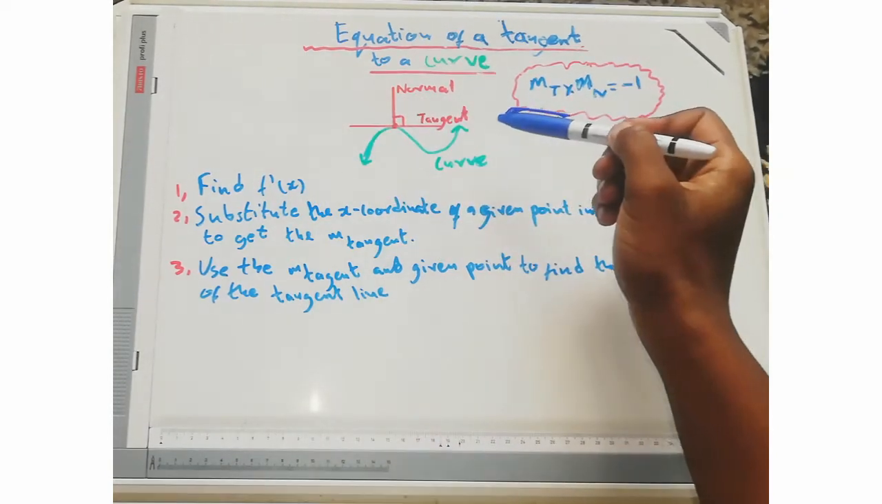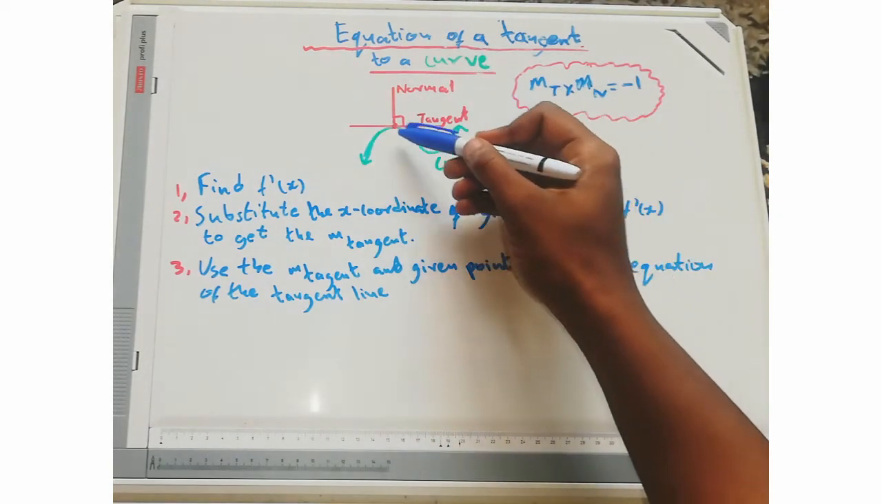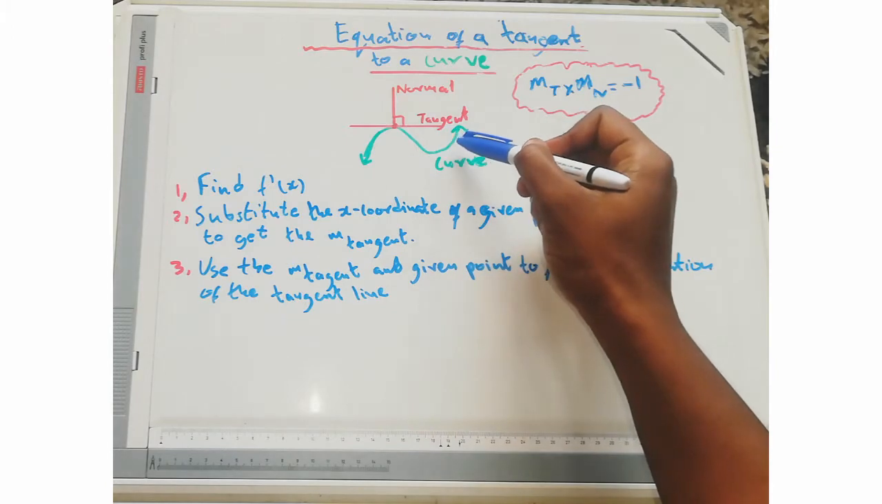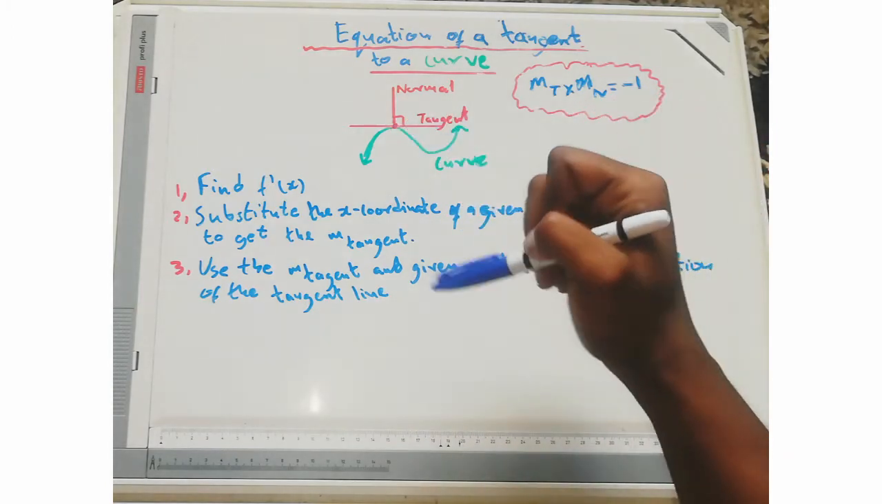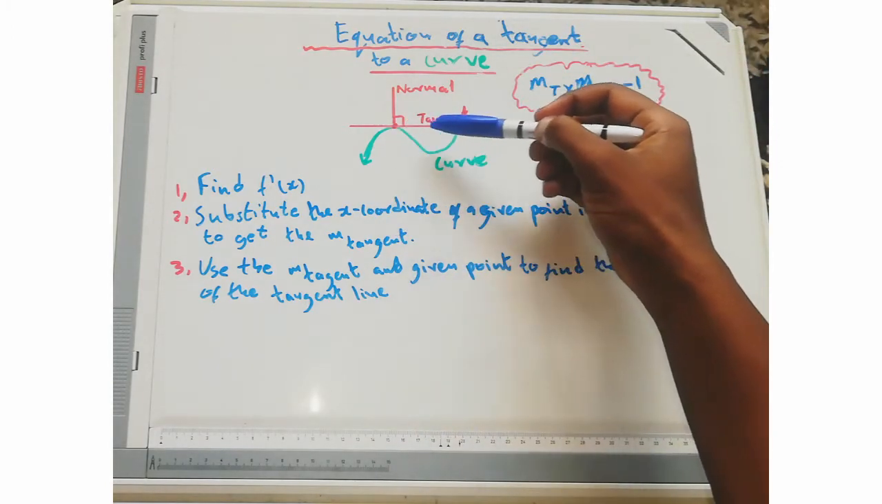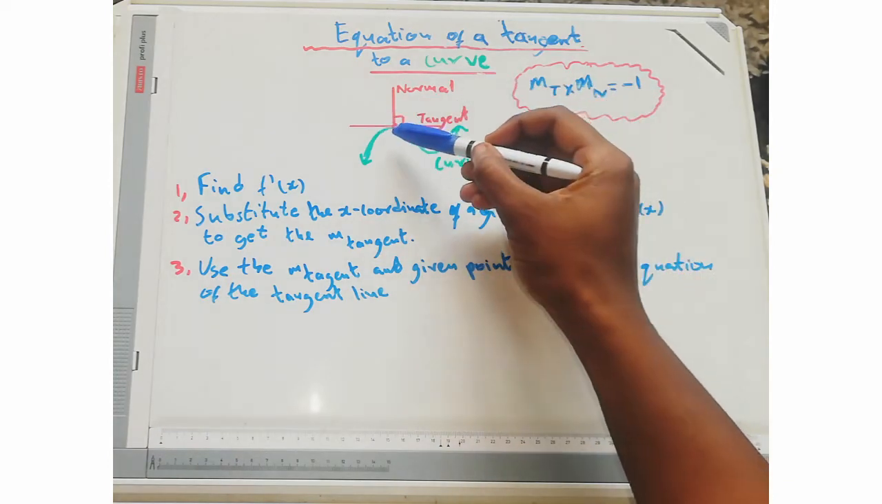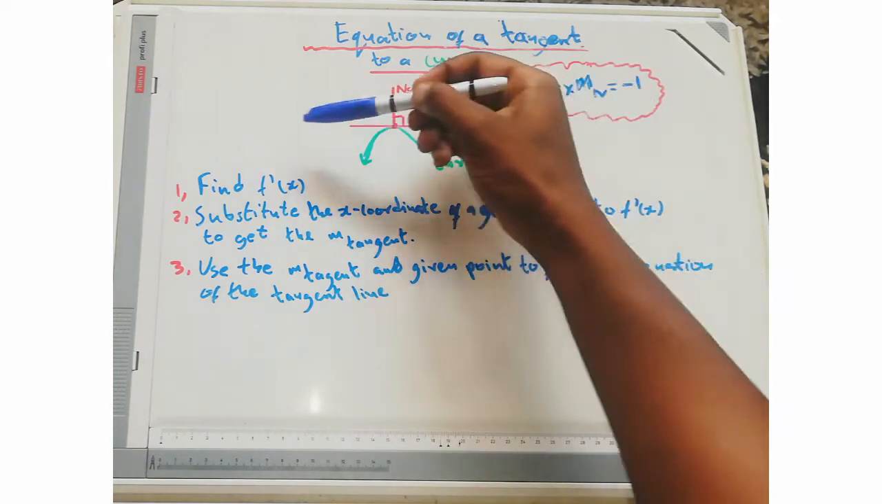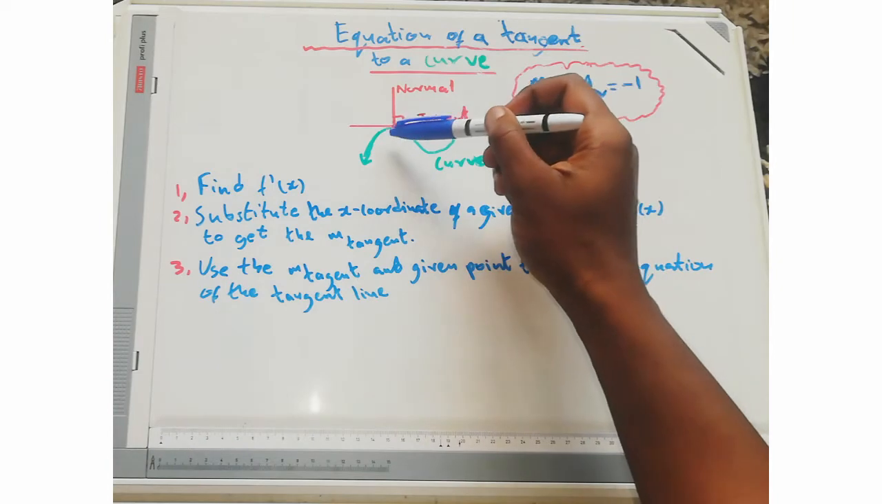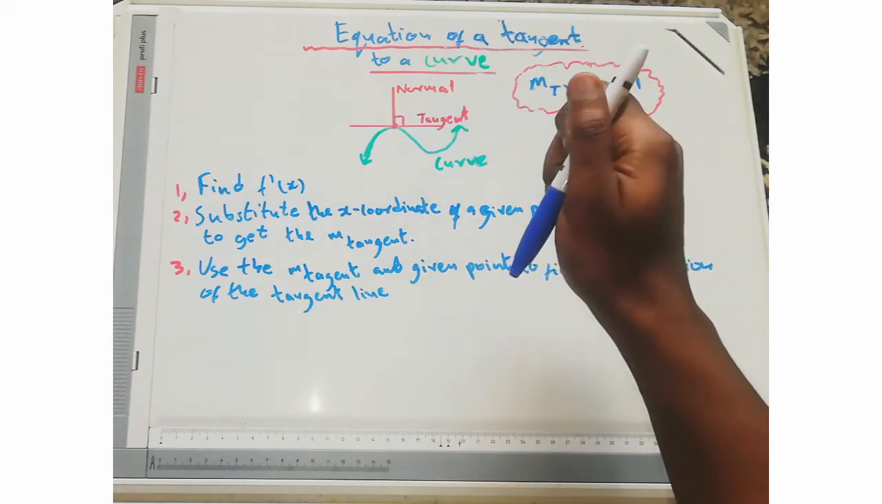So let's say you have a curve, right? You want to know the gradient of this curve at that point. What you can do is draw a tangent line that touches the curve at that point, and the gradient of this tangent line at that point is equal to the gradient of the curve.